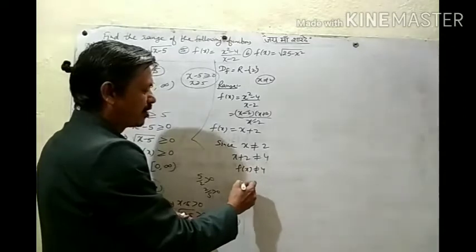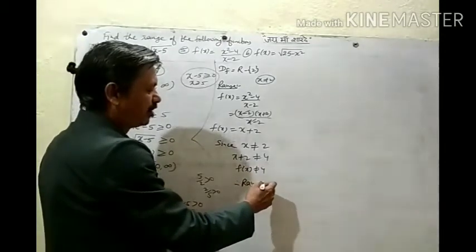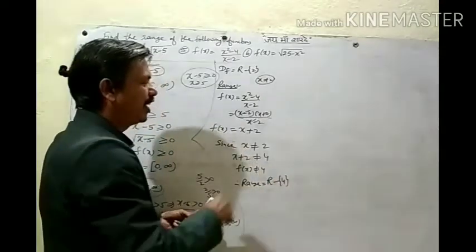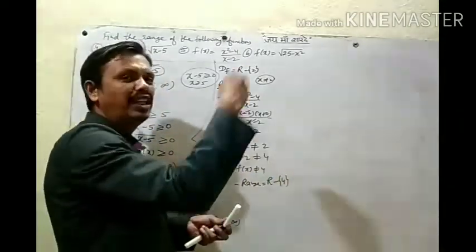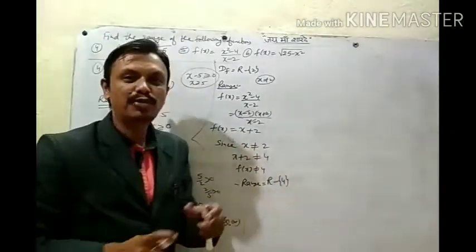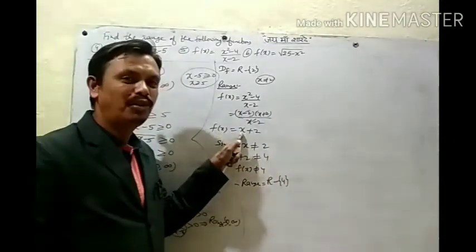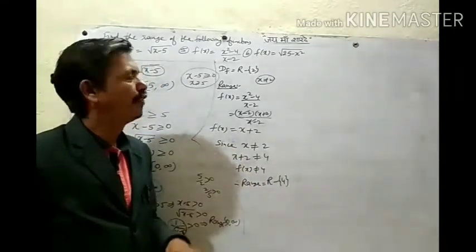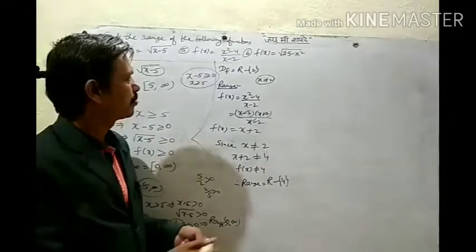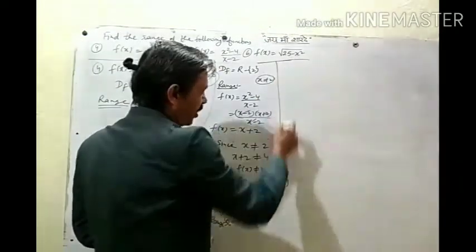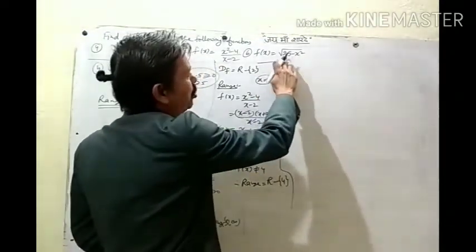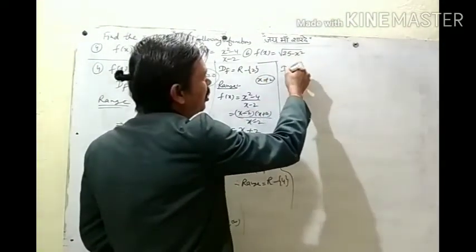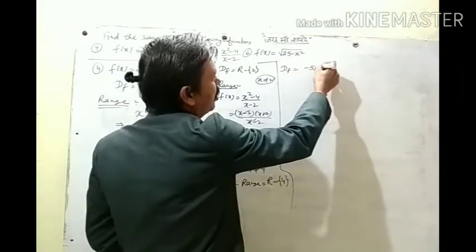It means your range is the set of all real numbers except 4. f of x can be any number, but 4 cannot be there, because 4 we can get only when we put x equal to 2. So the range of this function will be the set of real numbers except 4. Okay? Then in the third case, root of 25 minus x square. You just saw its domain is the closed interval minus 5 to 5.